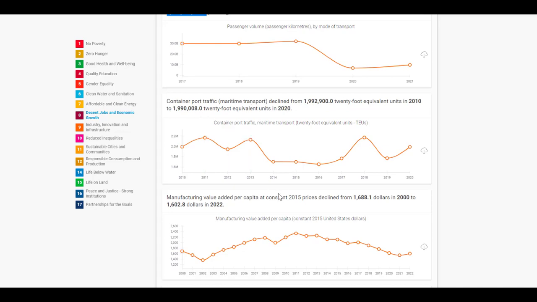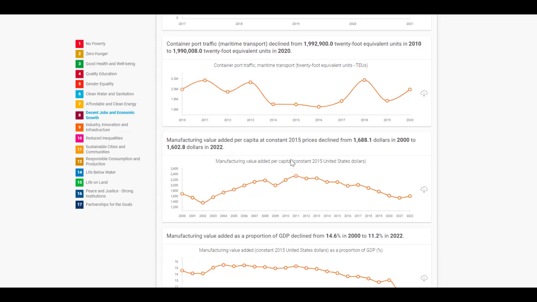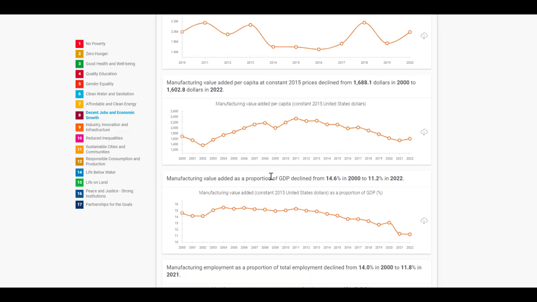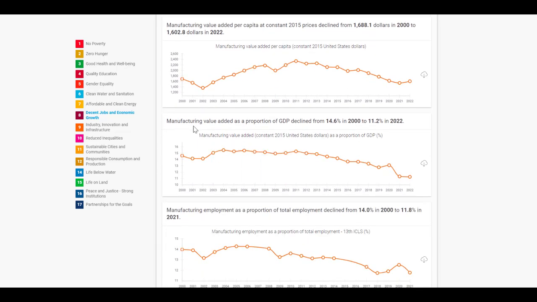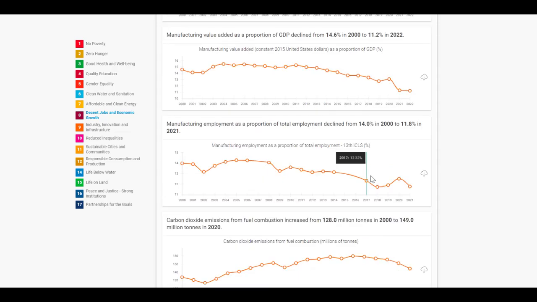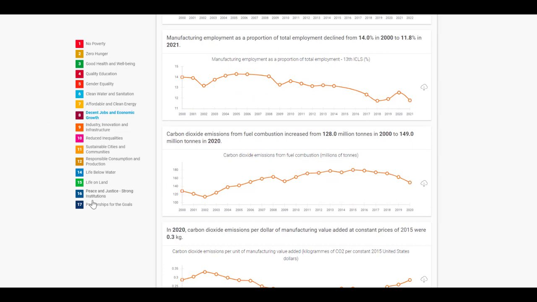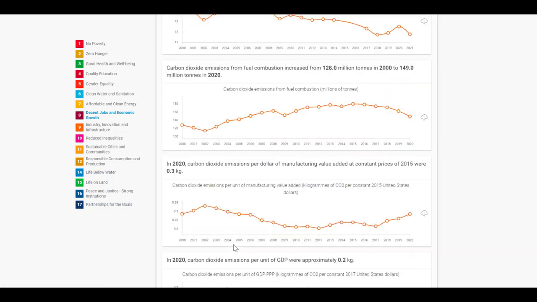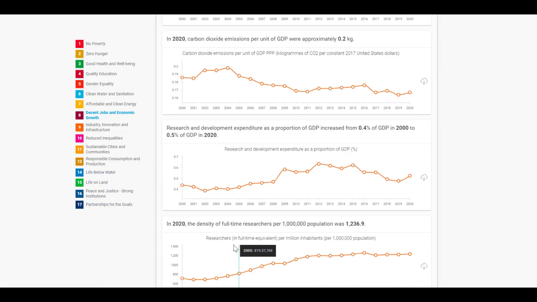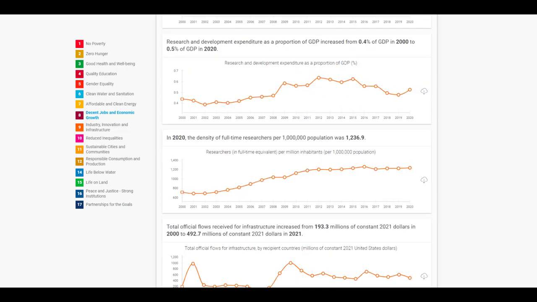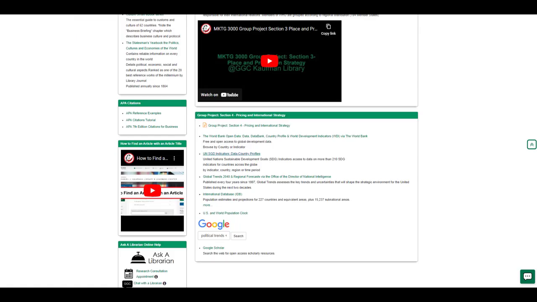This is port traffic, manufacturing, per capita. So I can just go in, manufacturing value added as a proportion of GDP declined from 2000 to 2022. We also know that the pandemic has affected some of these things, but still to this day, you can go in and look at the different categories and see if you see something that's relevant. So anyhow, these are some important categories I think you should pay attention to. So I'm going to close that.